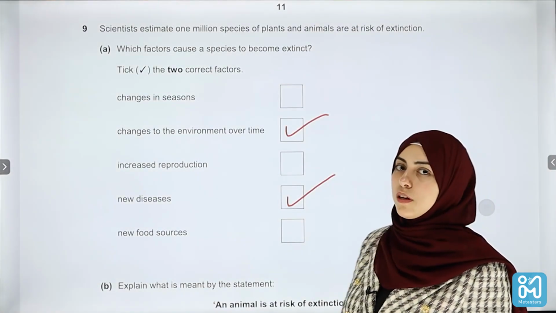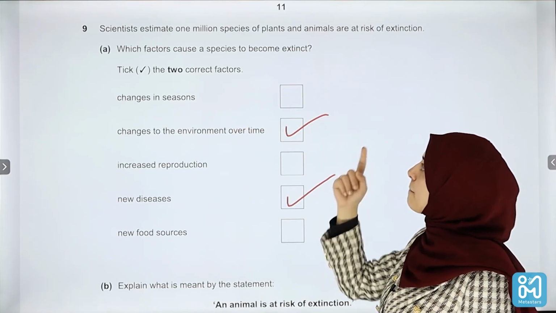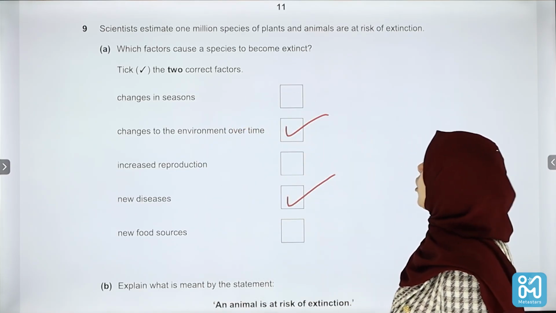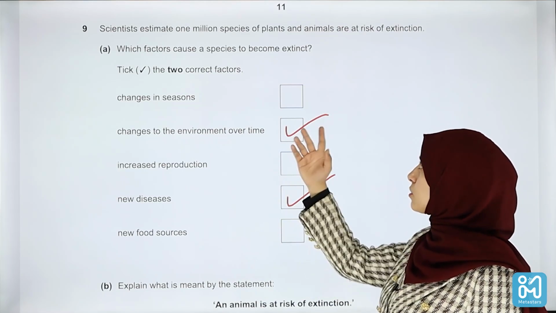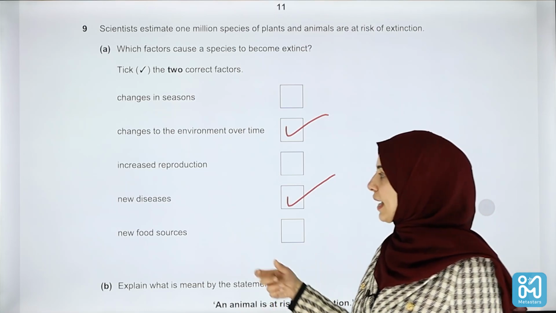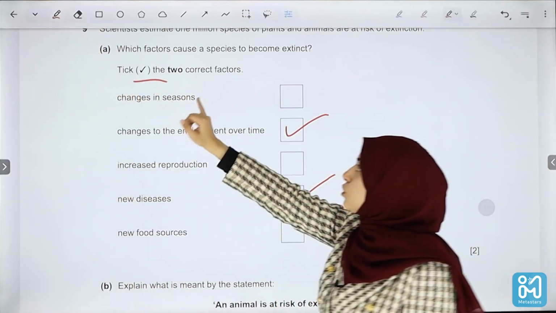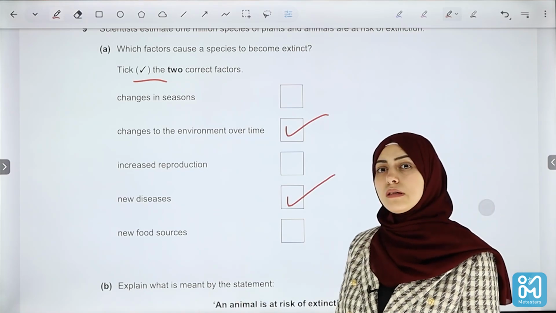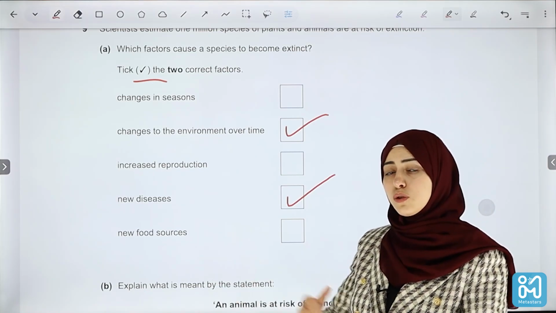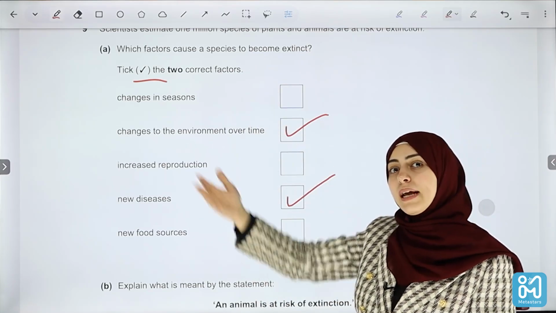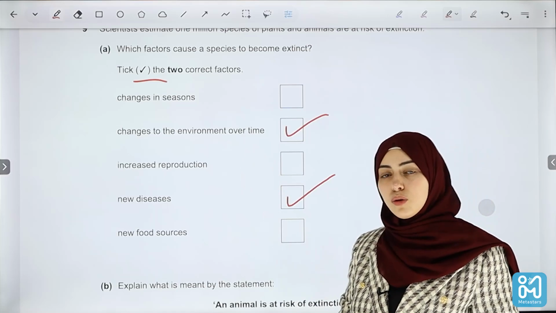Let's complete question 9, paper 2, 2023. Scientists estimate 1 million species of plants and animals are at risk of extinction. Which factors cause a species to become extinct? We have to think about it. We have now to tick the two correct factors. Change in season? What do you think? If we change from winter to summer, will the species go extinct? For sure, no. Change to the environment over time?